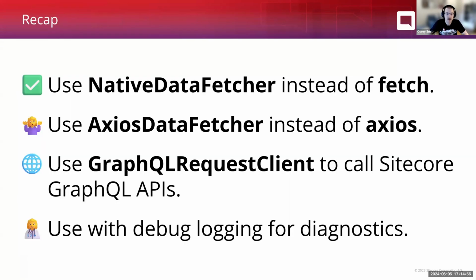So to recap, use the native data fetcher instead of fetch. You can use the Axios data fetcher instead of Axios, but I don't recommend that really unless you've got a super good reason. When you're calling the Sitecore GraphQL APIs, use the GraphQL request client. And the nice thing about these is you can use them with debug logging for diagnostics.